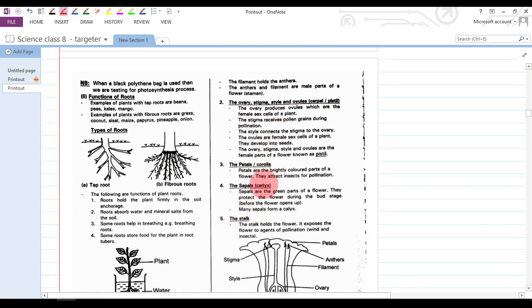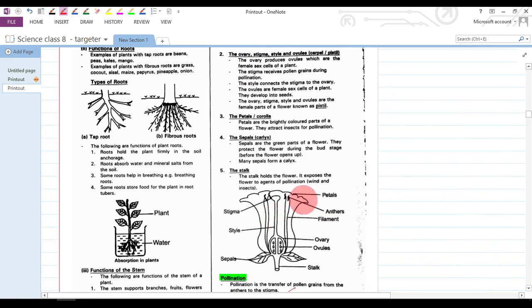Now, we can start with the filaments. The filaments hold the anthers. And we have a part that is called the stamen. The stamen consists of the anthers and the filaments, and they are the male parts of the flower. That is what we call the male parts of the flower.